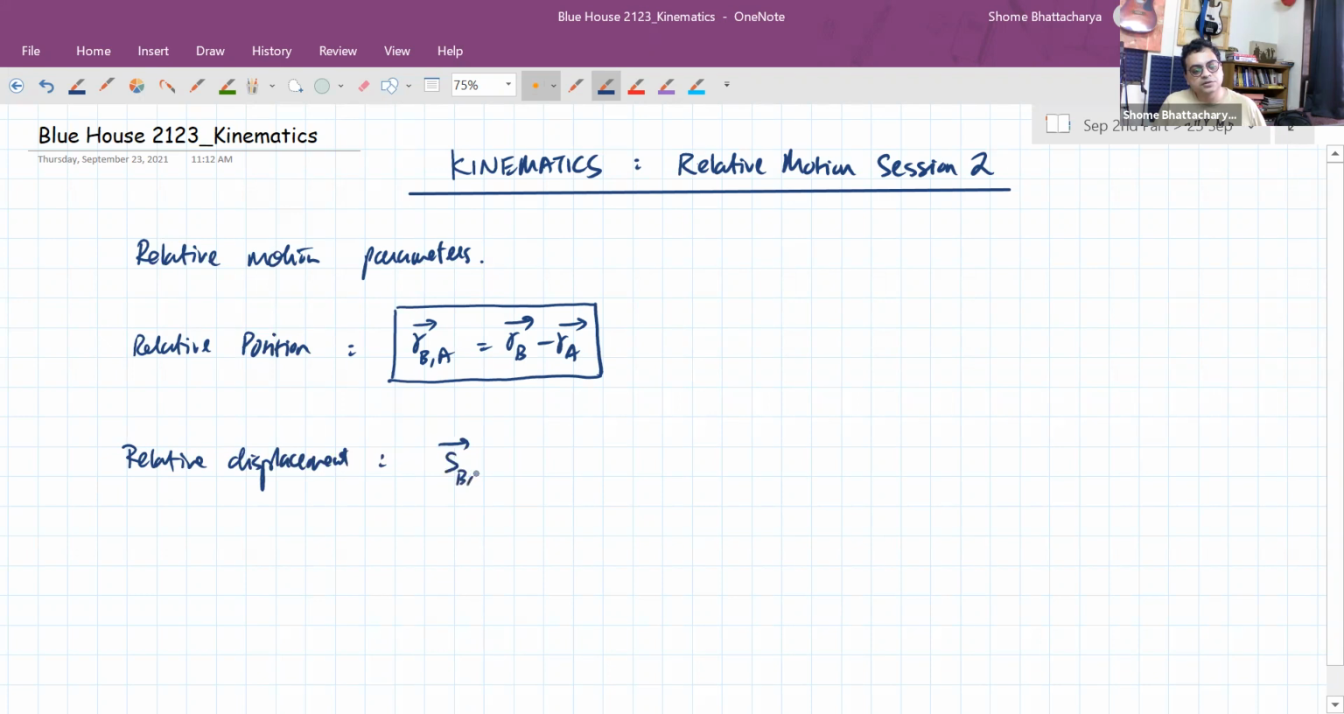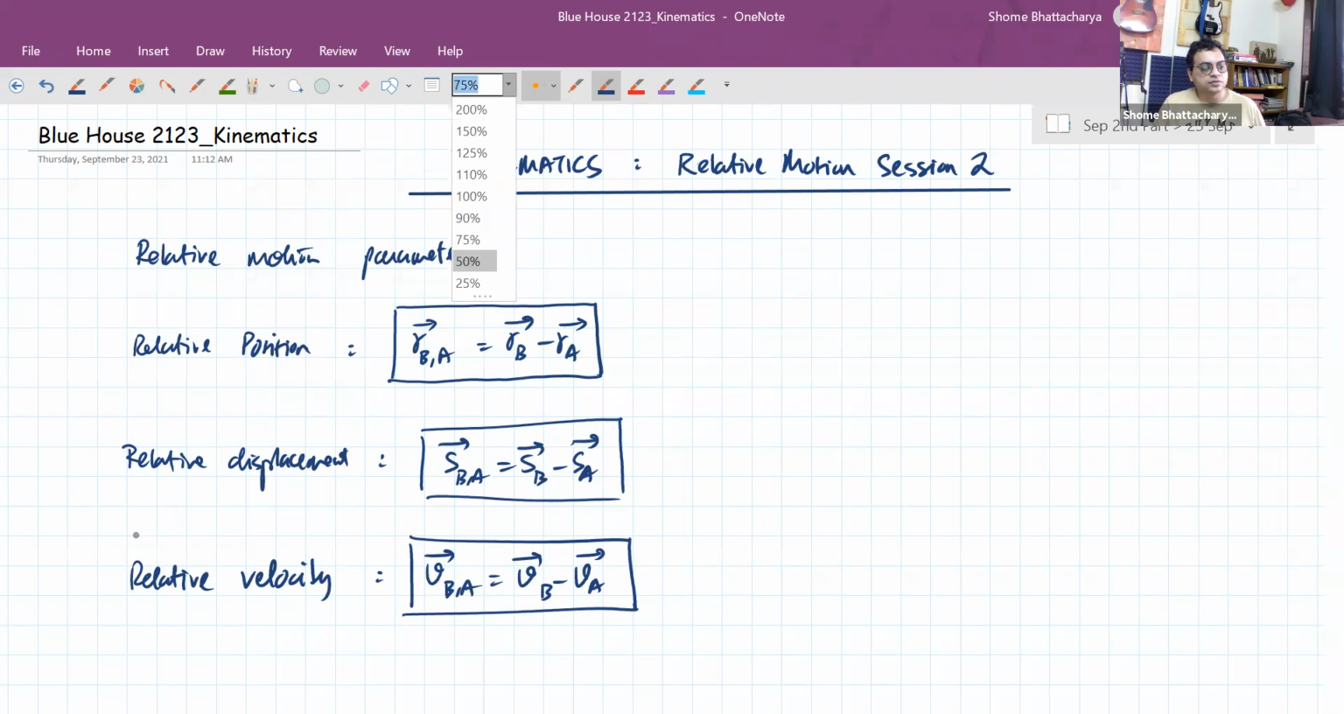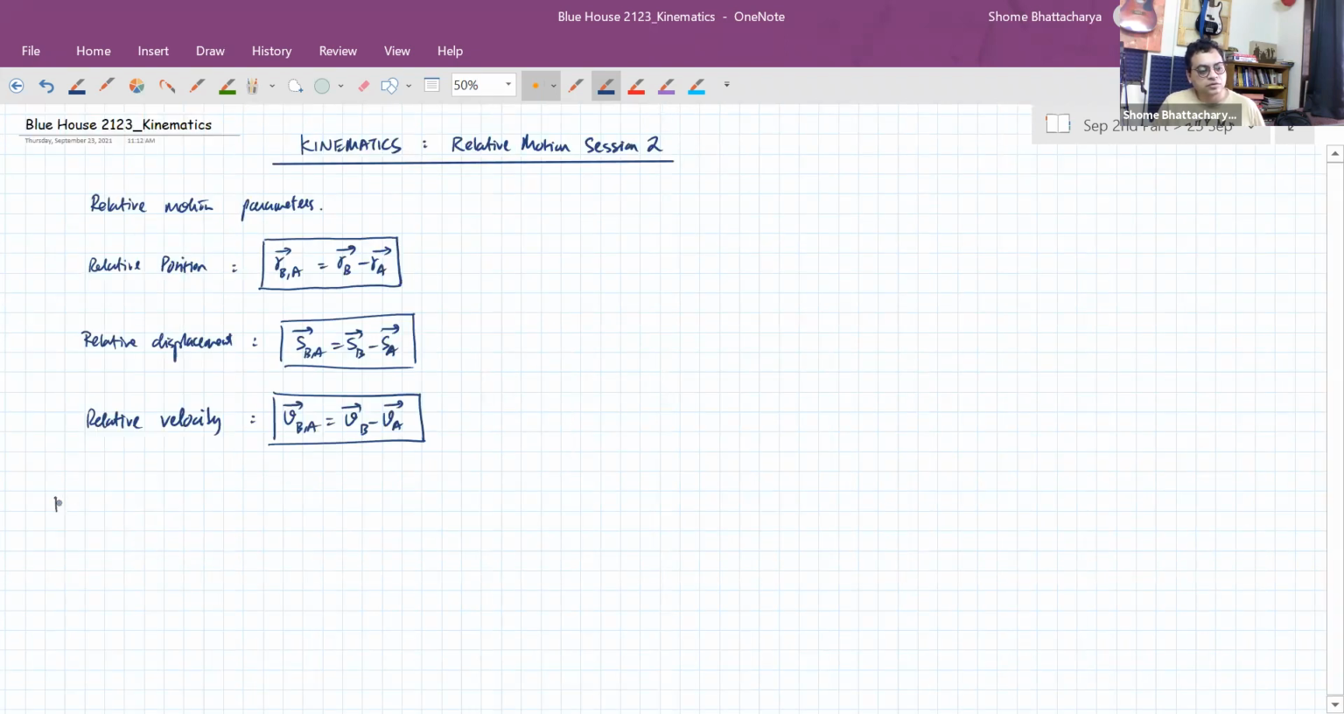Relative displacement of B with respect to A is equal to displacement of B minus displacement of A in the ground frame. And further, on differentiation of either of these, we get the relative velocity formula. It is velocity of B with respect to A is equal to velocity of B minus velocity of A. So let's start today with some applications of these. Then we will come to relative acceleration also. Should be the last of these definitions.